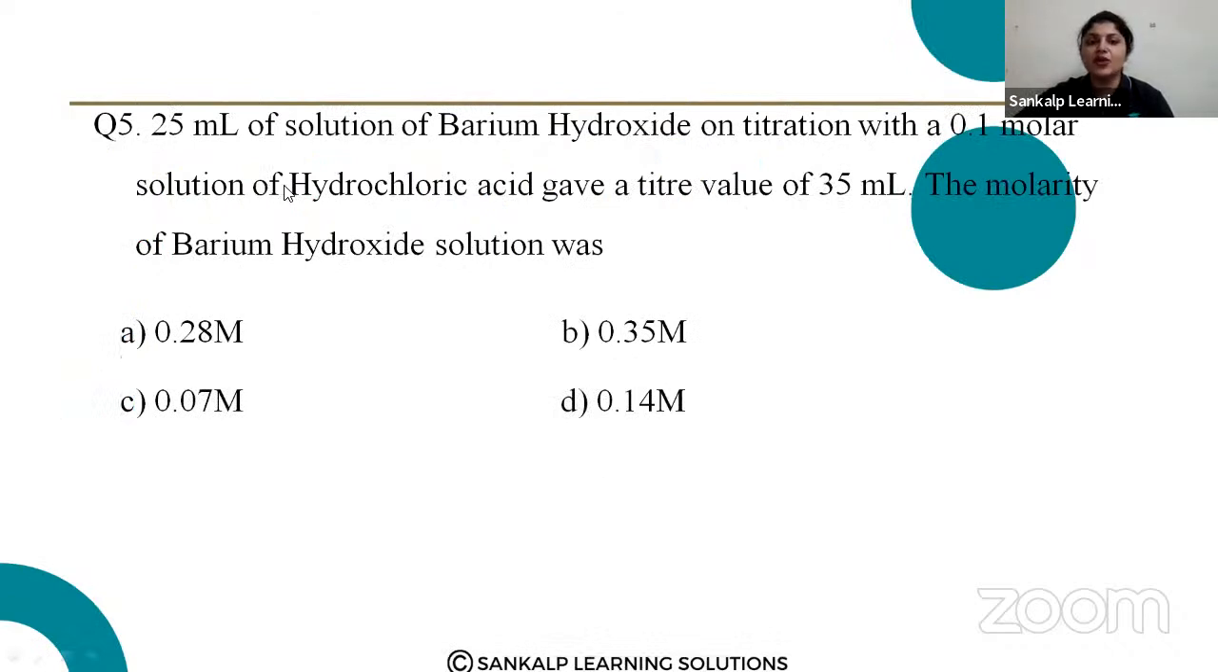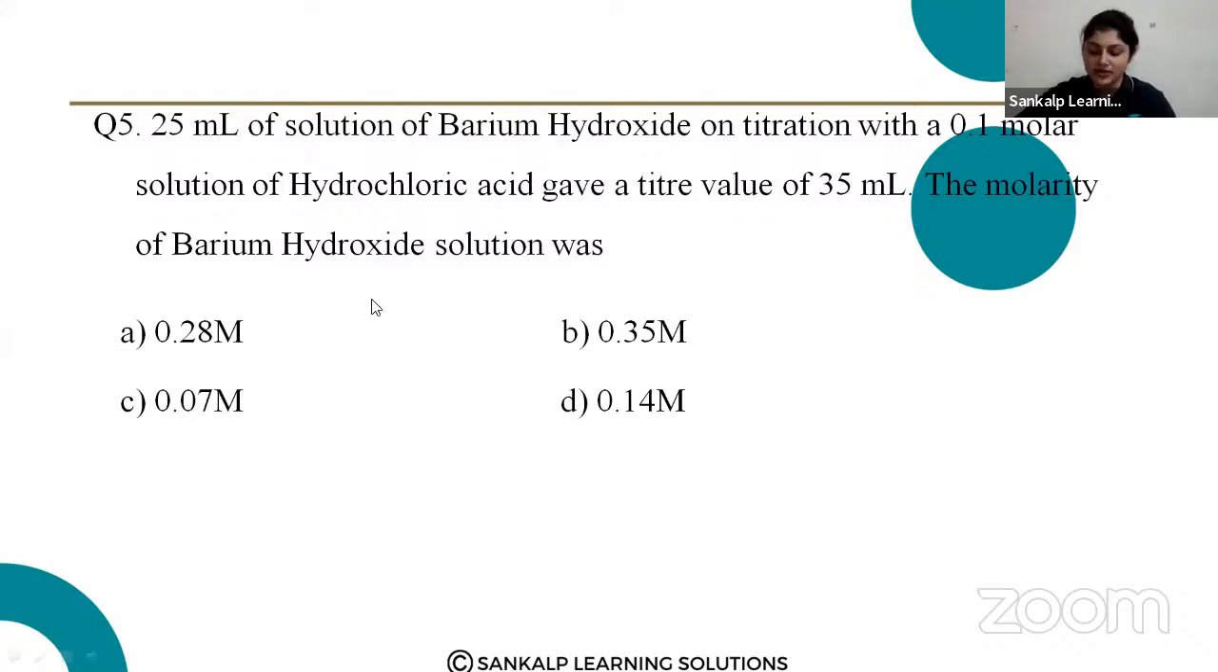So 25 ml of a solution of barium hydroxide on titration with a 0.1 molar solution of hydrochloric acid gave a titer value of 35 ml. The molarity of the barium hydroxide solution is? Okay, so this is our question. So what is our question?